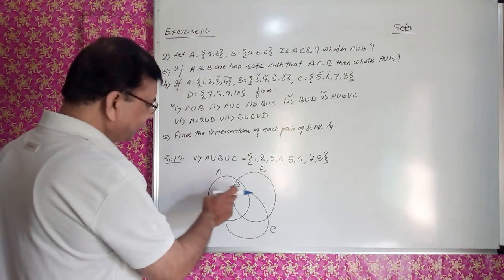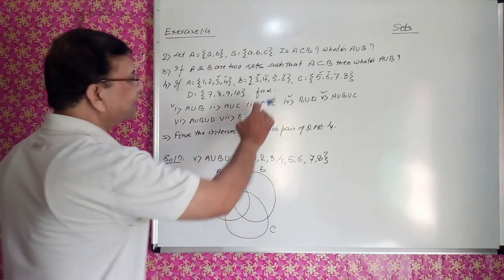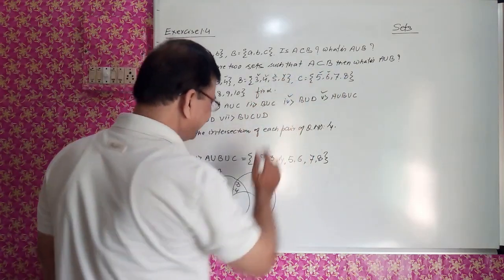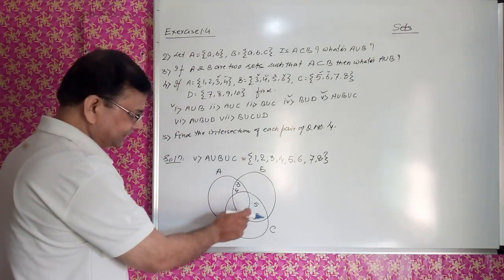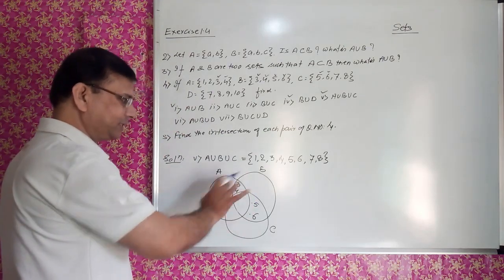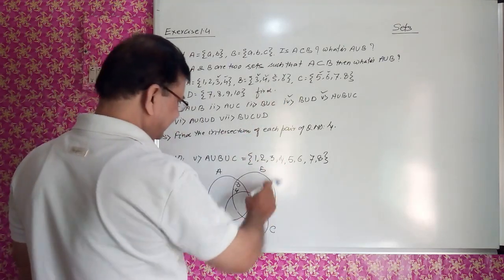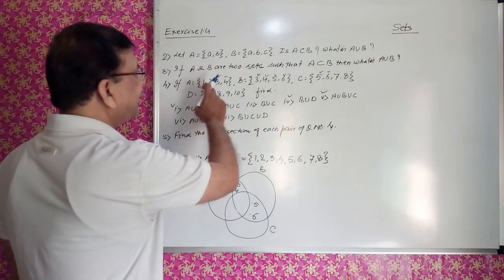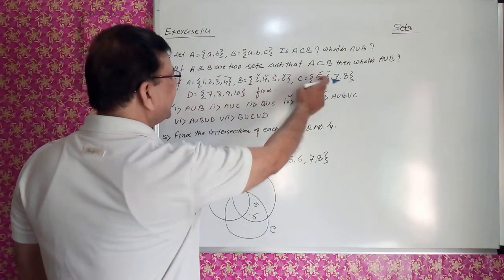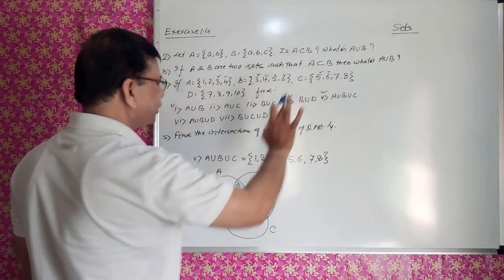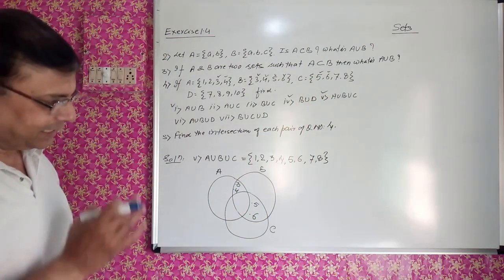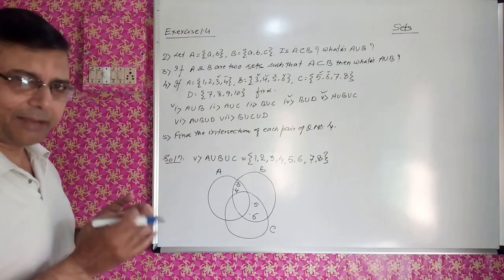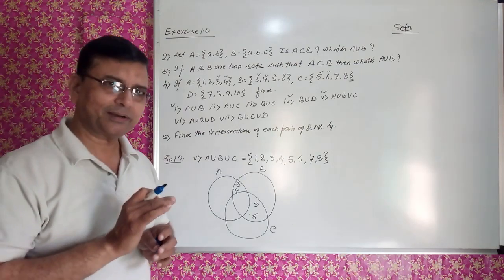Now, I will talk about B and C. What is common in B and C? That is 5 and 6. So I will write 5 here, 6 here. Not in this, because nothing is common in all the three. Then, now A and C. What is common? Nothing is common. So nothing will come in this. Getting my point? Understand how to make a Venn diagram. That is also equally important.